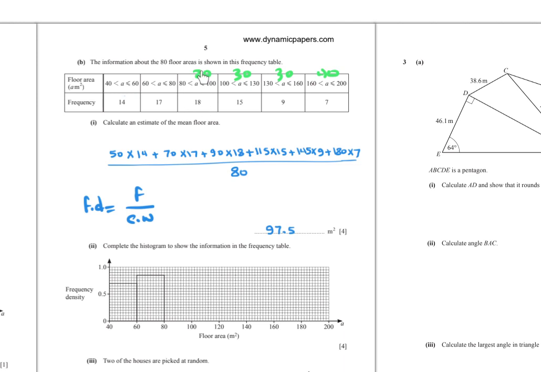So 18 divided by 20, 0.9. So 0.9 for this one. 15 divided by 30, 0.5. 9 divided by 30, 0.3. 7 divided by 40, 0.175.